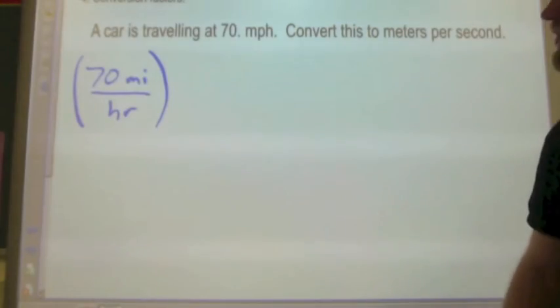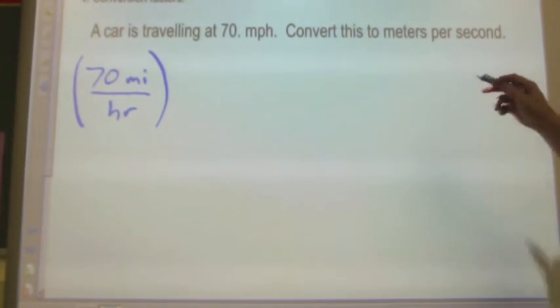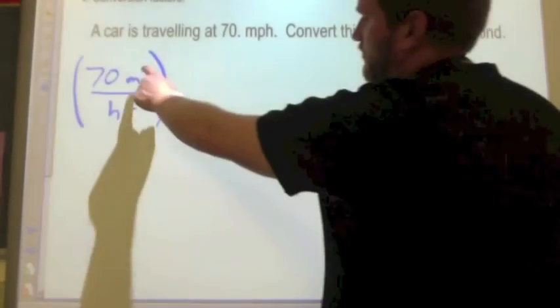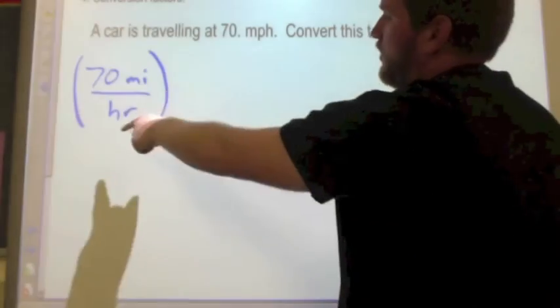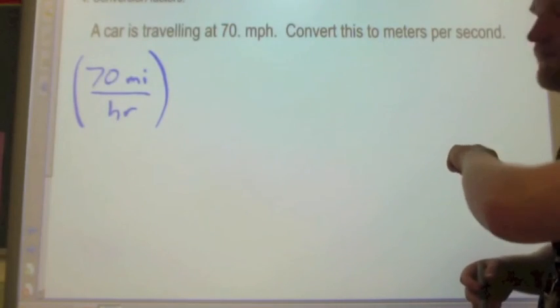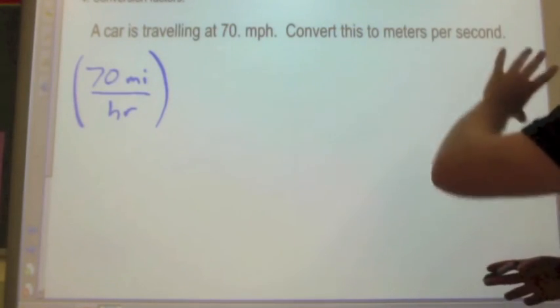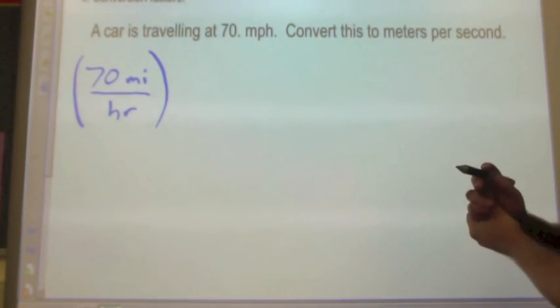What we're looking to do is convert to meters per second. So in other words, our distance is going from miles into meters. Our time is going from hours into seconds. Okay? Now I'm going to skip writing out the conversion factors for this. Hopefully, we can just work this one out.